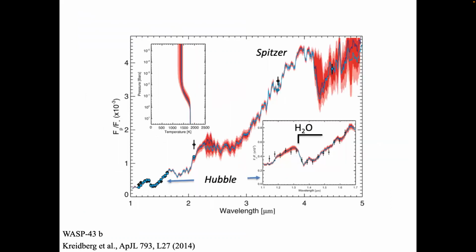And also with the Hubble Space Telescope, it's possible to observe the emission spectra of several giant planets, like this one, WASP-43b. Here you can see Hubble Space Telescope and just 2 points from the Spitzer, so it's very hard to study this region.